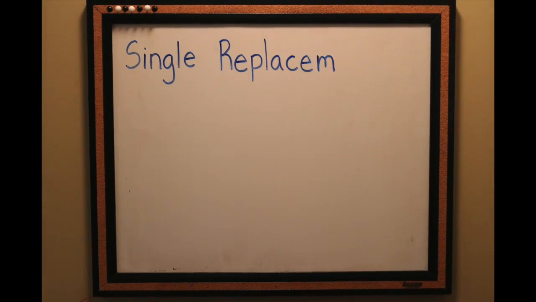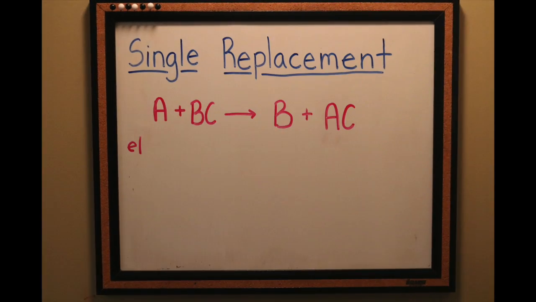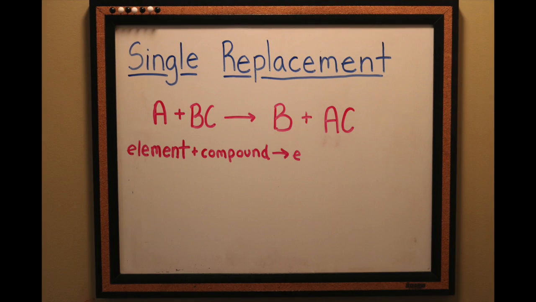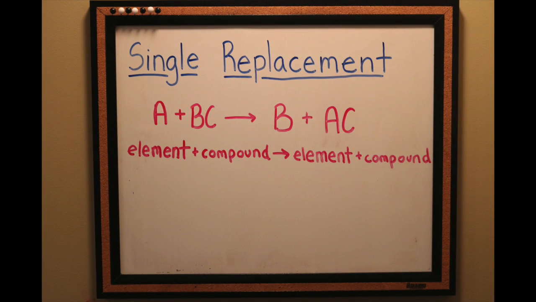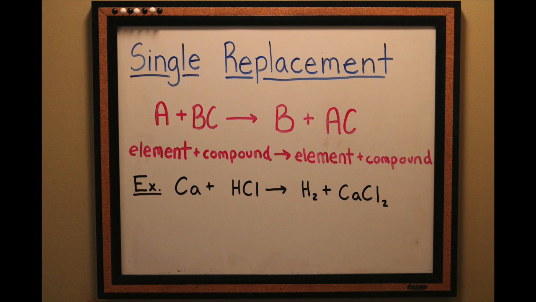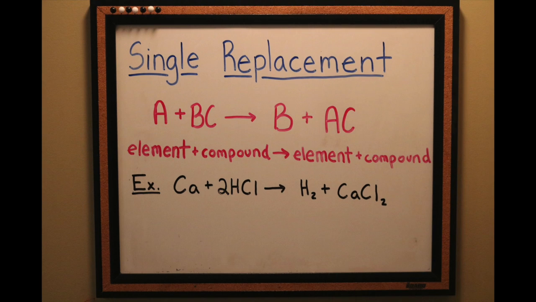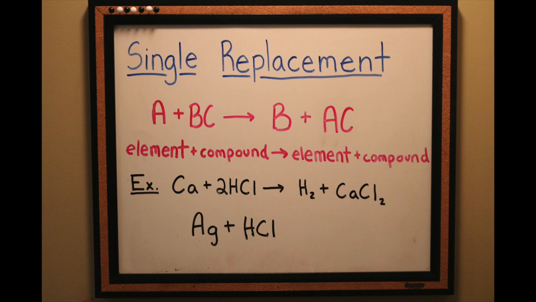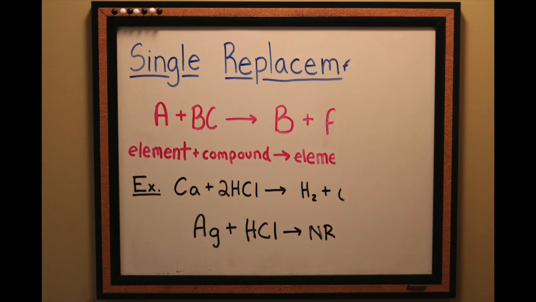Single replacement. A plus BC yields B plus AC. One of the elements replaces the other and makes a new compound. An example is Ca plus HCl yields H2 plus CaCl2. The calcium replaces the hydrogen. Then you balance by putting a 2 in front of HCl. Sometimes there is no reaction based on the metal reactivity chart, like Ag plus HCl has no reaction.